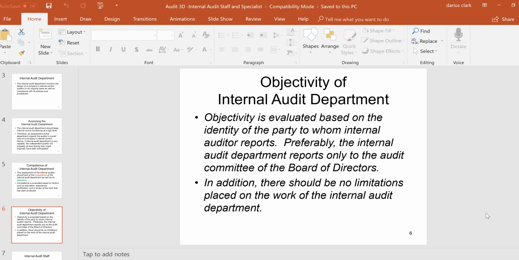Preferably, the internal audit department should report only to the audit committee of the board of directors. That's the top, the very top of an organization. The oversight, the people responsible for oversight. That's who we would like to see internal audit report to. There should be no limitations placed on the work of internal audit, which means if you have internal audit reporting to maybe the president of the company, that would be a serious limitation.